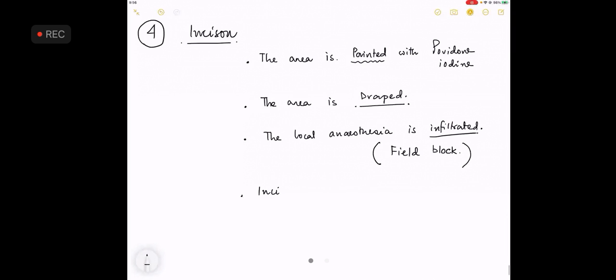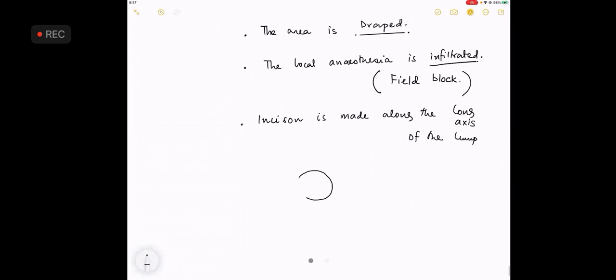The incision is made along the long axis of the lump. That means if this is the lump, which has a diameter of x, you are required to make an incision which will be half of x and half of x. Please remember that. If x is, say, 10 centimeters, then you make 5 and 5, that is 5 centimeters on each side, and you make an incision like this.